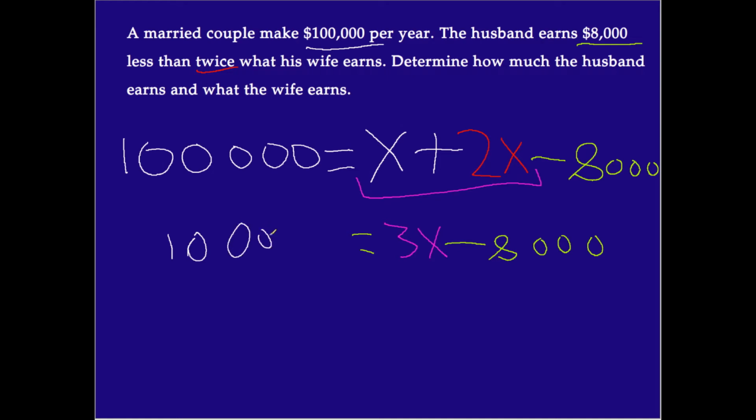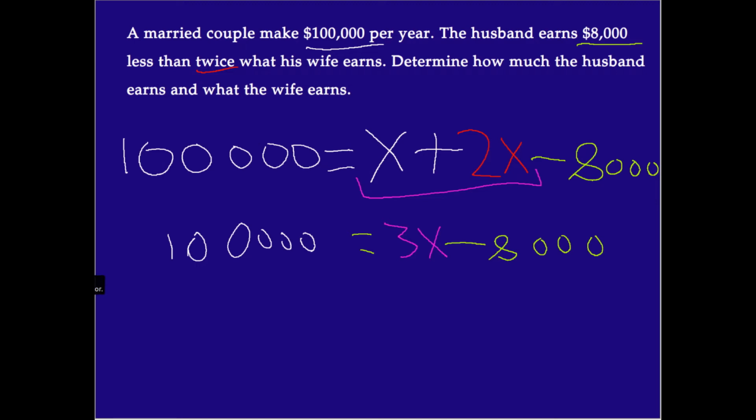Whoops. Now, the next thing I have to do is I need to get rid of the 8,000, if you will. By removing the 8,000 from the right-hand side and moving it to the left-hand side, I will be able to isolate my variable even more. As you know from solving equations, the primary goal is to isolate the variable to get it by itself.